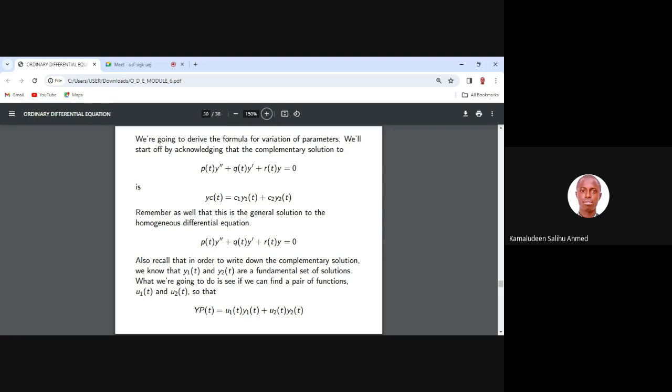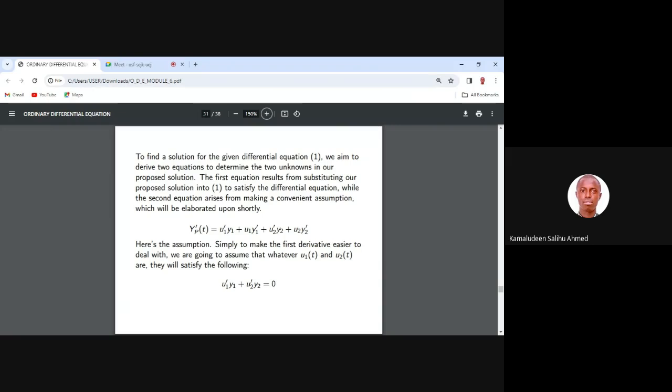What we are going to do is see if we can find a pair of functions u1 of t and u2 of t. The essence of the complementary solution is for us to get some certain value from the root. That is what is happening here. That certain root is what is assumed here to be u1 of t, u2 of t. So nothing is done. We should be following the proofs, please, as it is going.